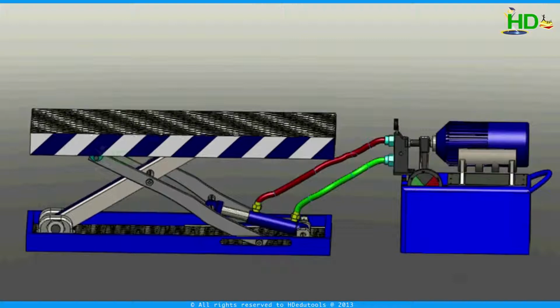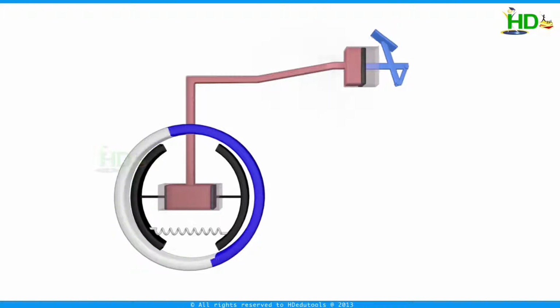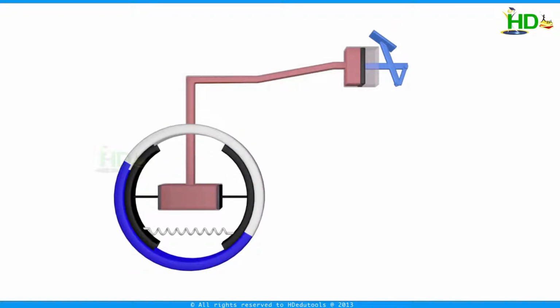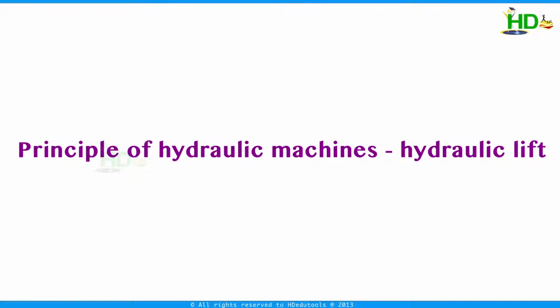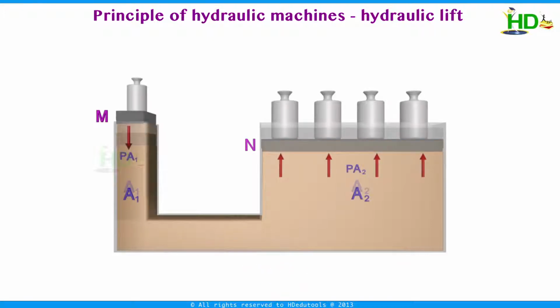The working of hydraulic machines such as hydraulic press, hydraulic jack, hydraulic brakes are based on Pascal's principle. The principle of hydraulic machines: the hydraulic lift. This lift contains 2 cylindrical vessels, as I was saying in the figure, and these 2 are connected with a horizontal tube. These 2 vessels are filled with water or any other liquid and fitted with pistons M and N respectively. Let A1 and A2 be the areas of cross section of the 2 pistons respectively, such that A2 is greater than A1. If a weight is kept on piston M, this exerts some force on it.